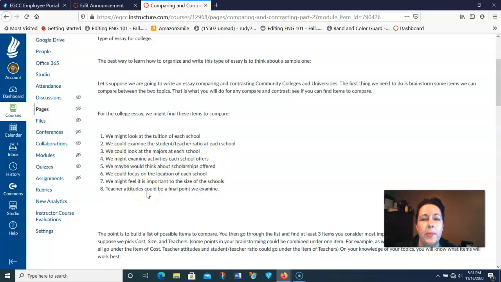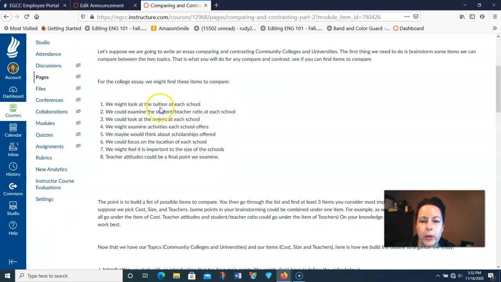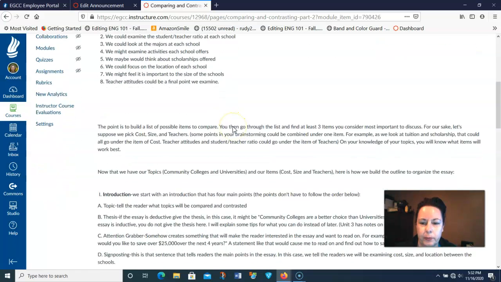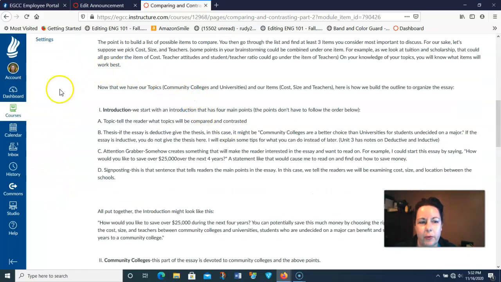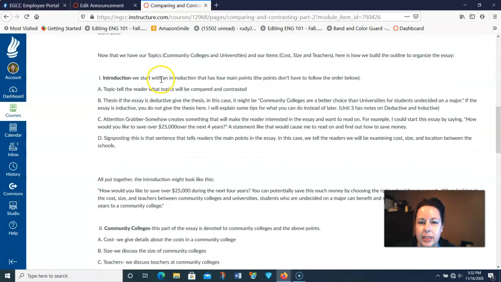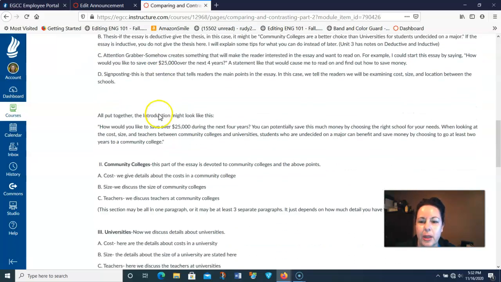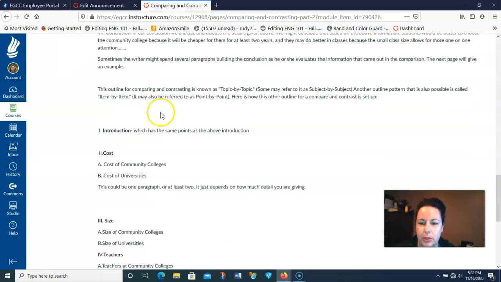If you're going to make a decision, you might have a list like this when you start comparing your 2 items. Then you know what you're going to look at for each one. And if you think back to how to use an outline to organize your essay, this does this very nicely for these 2 topics.